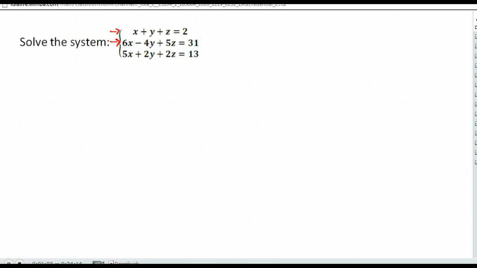using the first and second equations, notice the second equation has a 6, so the first equation would need to have -6, so that when I add those, the x's would be 0. So I'm going to take this top equation, and I'm going to multiply it by -6. And then I will add it to the second equation.